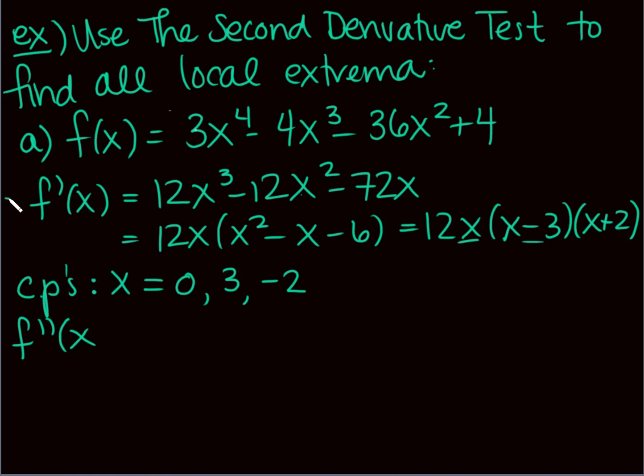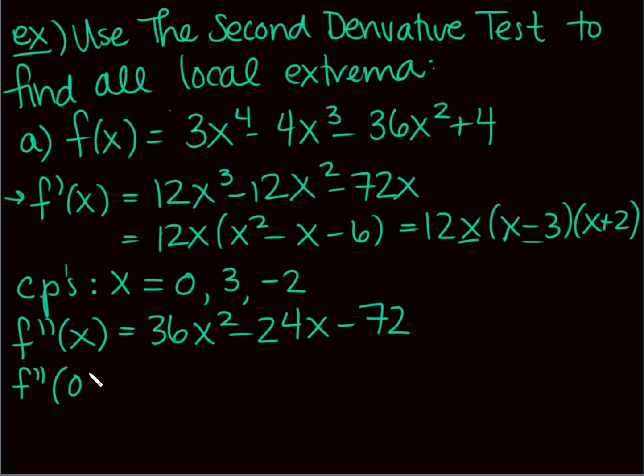The second derivative equals what? 36x squared minus 24x minus 72. Now I could factor out a 12 and just leave it out front. As long as I don't factor out any negative number, it won't influence the sign of my derivative. Remember, all we care about is the sign of the second derivative. Now I just evaluate my second derivative at the critical points. If I put 0 into this function, I get negative 72. This is less than 0. It's negative, so remember, if it's negative, I'm concave down.